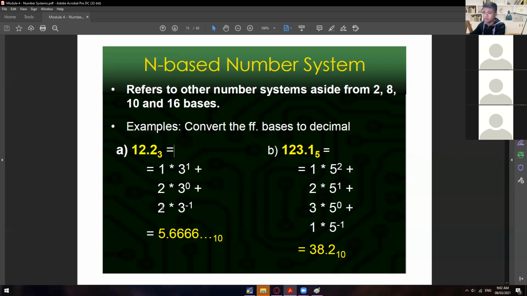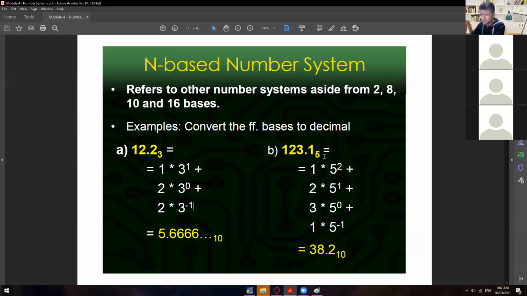So just arrange this one from top to bottom. So 1, 2, 3. Then starting from here, the decimal, to the integer part, it's raised to 0, and from here it's raised to -1. Okay, and then just do the math again, and then you will get 5.6666 base 10. All right.